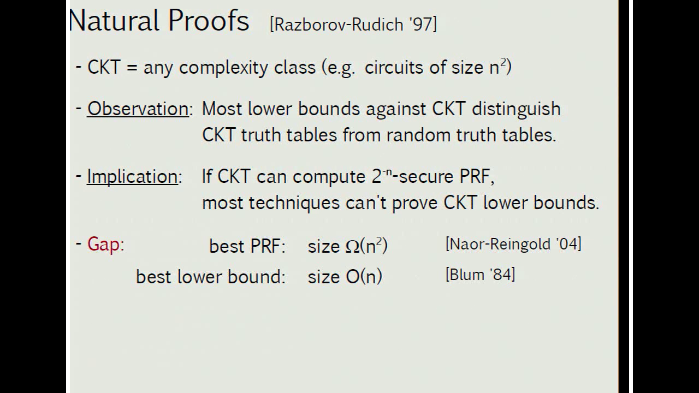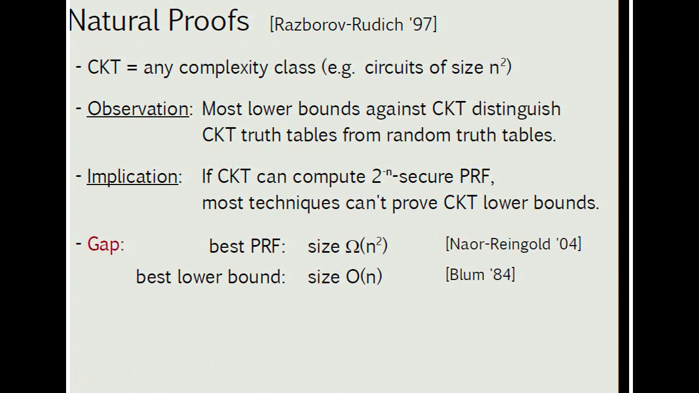The implication of this is that if a circuit class can compute a pseudorandom function, then it's going to be hard to prove lower bounds against it, or at least it's going to require new techniques. The reason for this is that distinguishing a truth table from the circuit class from a truly random truth table is exactly a distinguishing attack on a pseudorandom function. Okay? So this was a beautiful observation and gave some explanation for why we can't prove some circuit lower bounds.